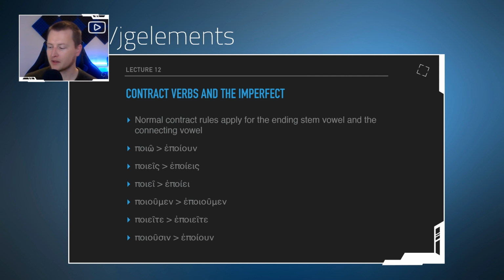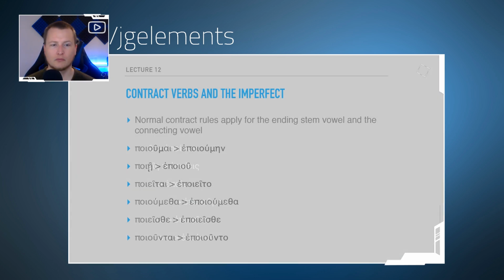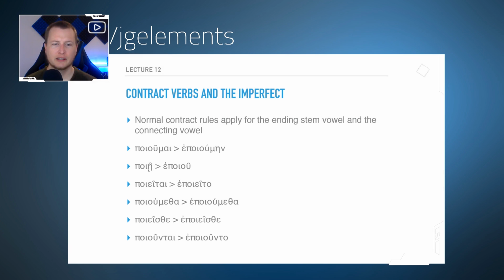Context is key. That's the active. Middle passive, epoioumen, epoiou, epoieito, epoioumetha, epoieisthe, epoiounto. Okay? Same rules that we saw with the alpha contract.